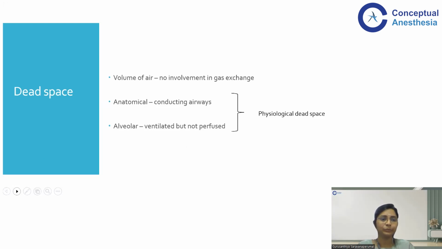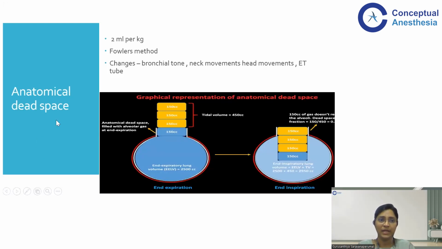These two dead spaces constitute the physiological dead space. And the anatomical dead space is actually 2 ml per kg. It is measured by Fowler's method, wherein one will breathe 100% oxygen for a single breath after normal expiration, inhale maximally, and breathe through a nitrogen analyzer. So that will give us the anatomical dead space. Say you are inhaling somewhere around 450 ml of tidal volume and the gas is moving into the alveoli.